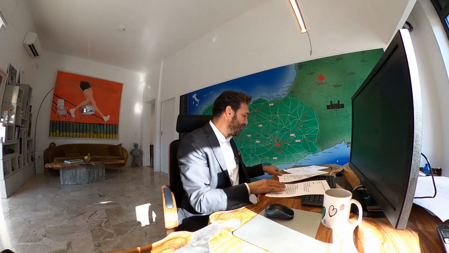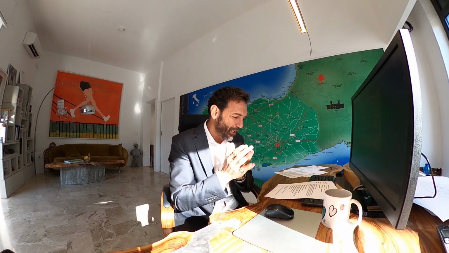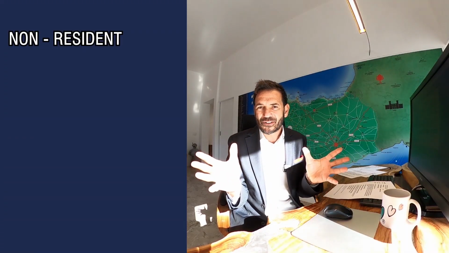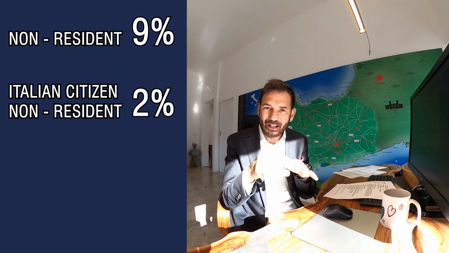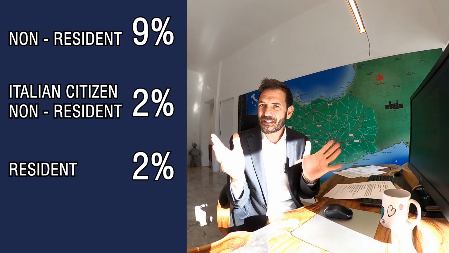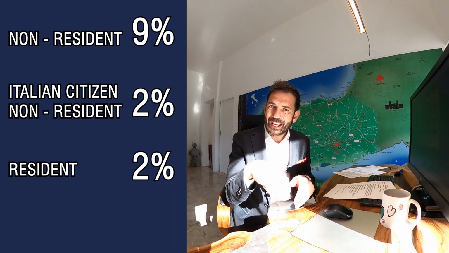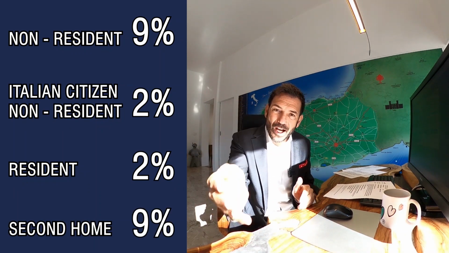So, hopefully, Anne-Marie, I've answered your question there. Thank you very much for asking the question. To wrap it all up and to sum it all up, how does it work? You're not a resident, 9%. You're an Italian non-resident, 2%. You are a resident, 2%. Very easy. You are a resident and you're purchasing a second property, 9%.